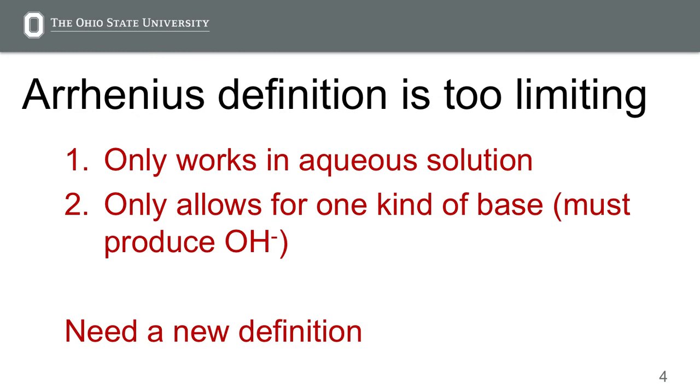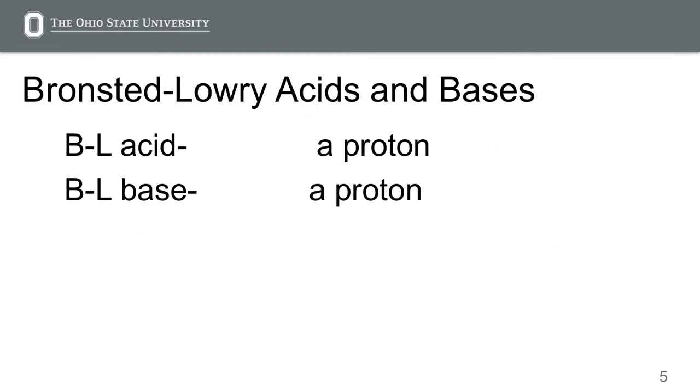So again, like I said, the Arrhenius definition for acids and bases is too limiting, it only works in aqueous solution. And for bases, it only allows for one kind of base, which means it must produce OH minus. So there are other bases, and so we need a new definition. So then Bronsted-Lowry came up with their definition for acids and bases. And this has to do with the movement of protons.